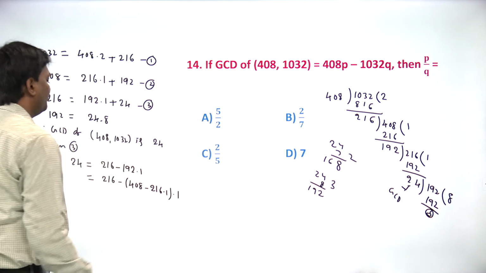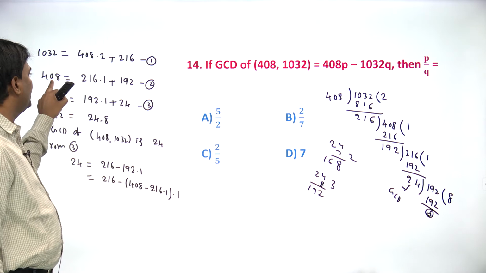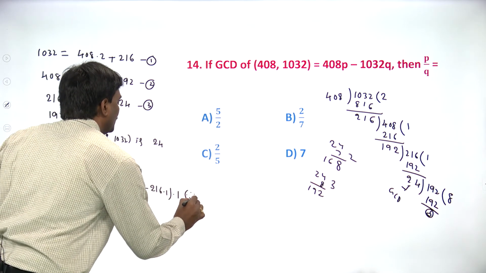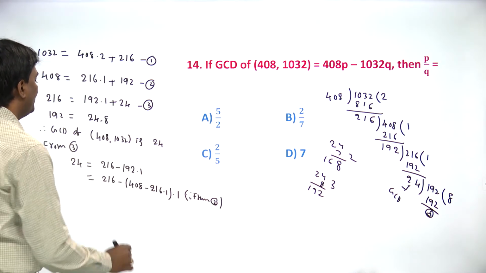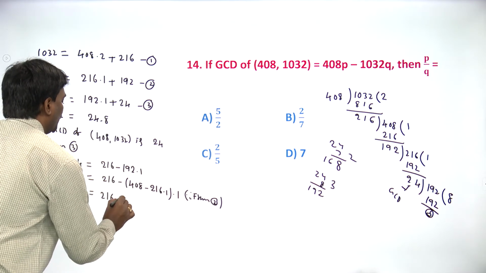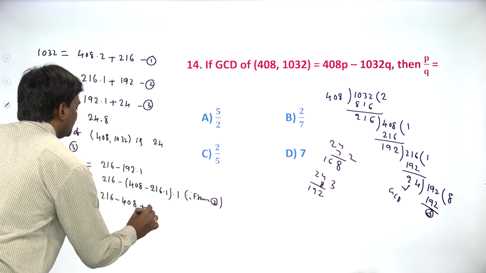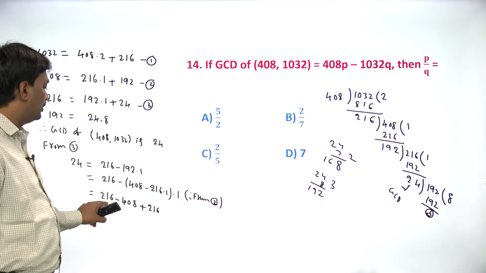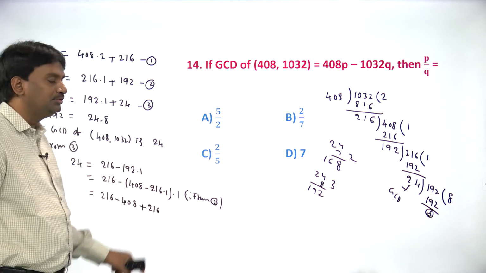216 into 1 into 1. So 216, in place of 192, from equation 2 we can write 408 minus 216 into 1 into 1. So by simplifying this, you will get 216 minus 408 into 1 is 408 minus of minus plus 216 into 1. So that is 216 only. 216 minus 408 minus of minus plus 216. So this is 216, this is also 216.